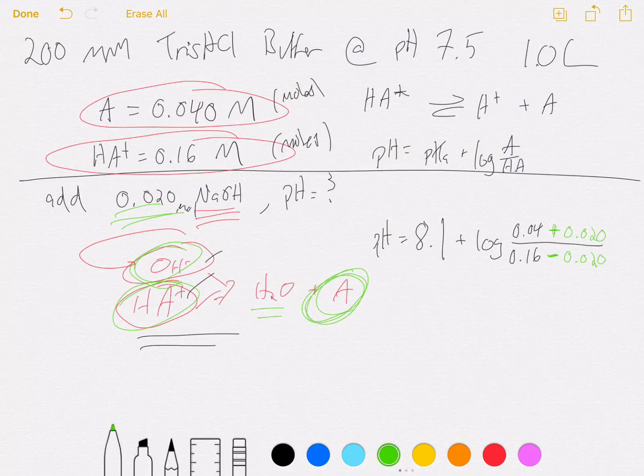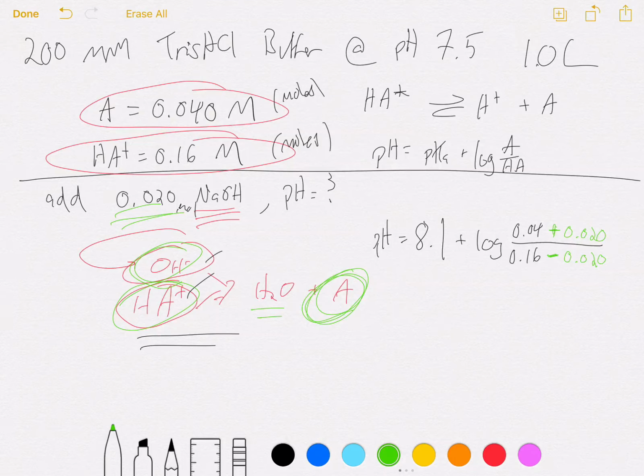Now again, I'll make the point that when we're using buffers by adding a strong base or a strong acid, we are not fundamentally changing the number of moles of our buffer molecule, Tris. All we're doing is changing its protonation state. So by adding a strong base to a solution that has a weak acid and a weak base, we're converting some of that weak acid to a weak base. And we could go the other way.